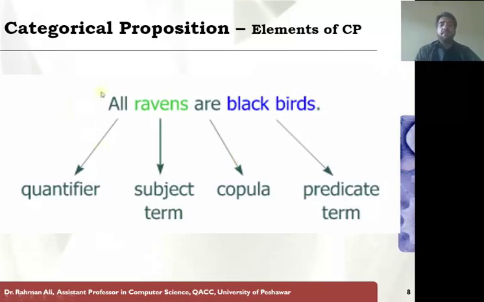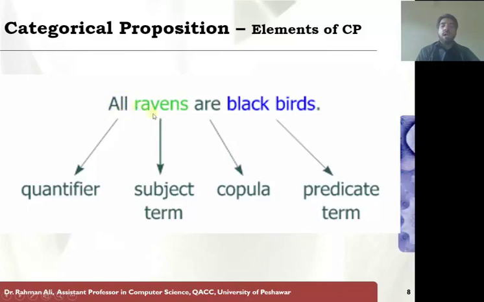So normally a categorical proposition consists of three parts: subject and predicate, that we saw in our previous slides and examples, and another component is the copula, meaning the verb which connects the subject with the predicate, that combines them together to have some meaning. And the fourth element of a categorical proposition is called the quantifier. It's not always there in all kinds of categorical proposition, but in some cases they are there.